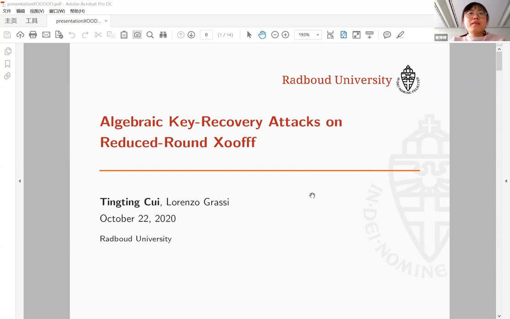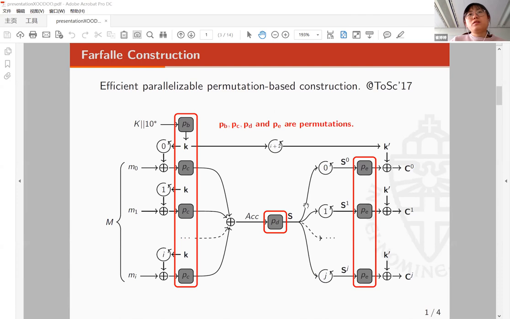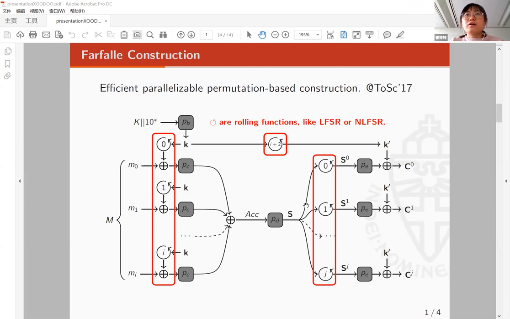Let's start by introducing the Farfalle construction. It was proposed at ToSC 2017, and it is an efficient parallelizable permutation-based construction. It has mainly two components. One is the permutations, including p_b, p_c, p_d, and p_e. Another component is the rolling function, like an LFSR or NLFSR.